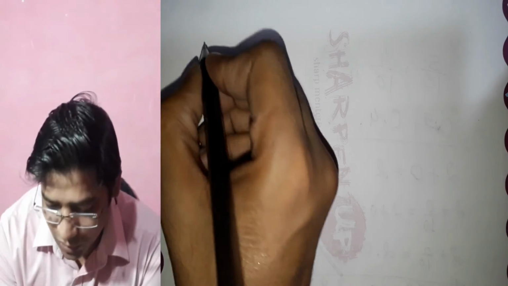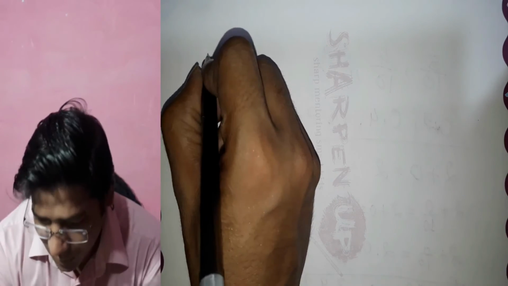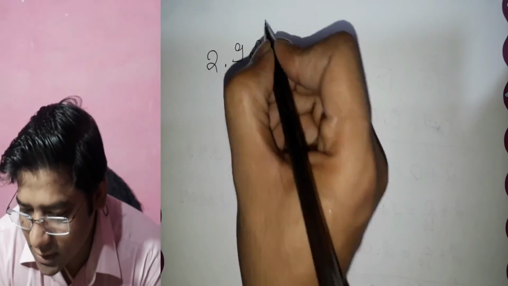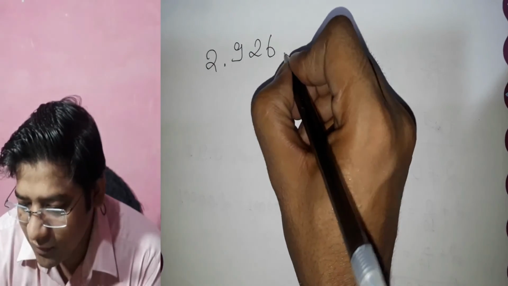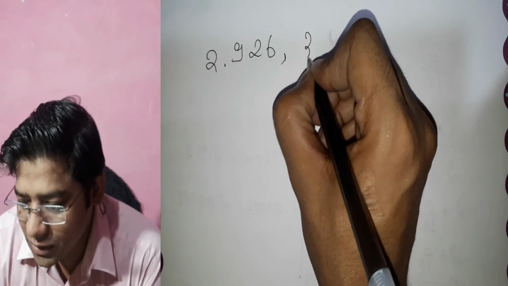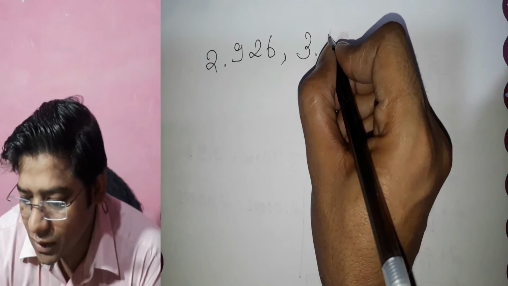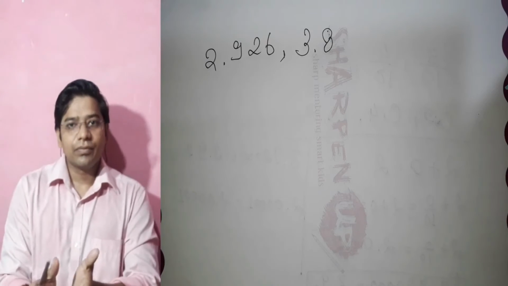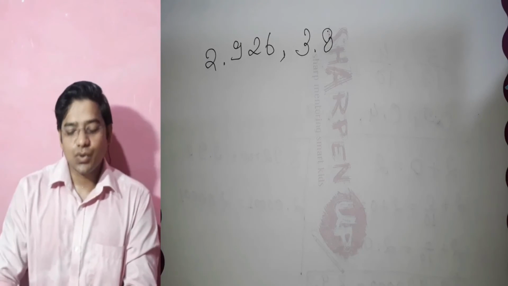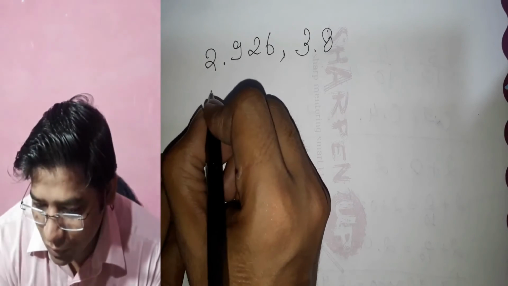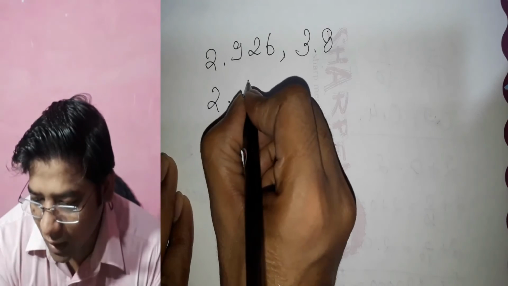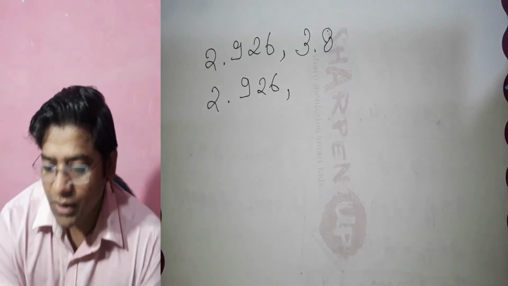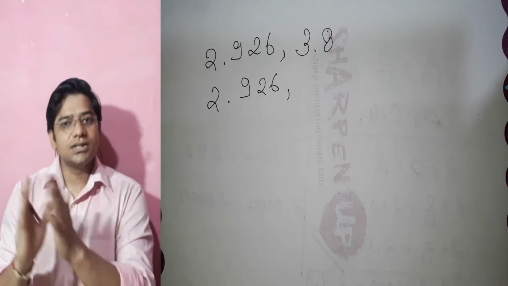For this, for example, I have 2.926 and my second decimal is 3.8. So we can clearly see that they are unlike decimals. So what do you have to do? You know that after the point, if you write 0, the value of 0 is negligible. After the point, zeros are negligible.